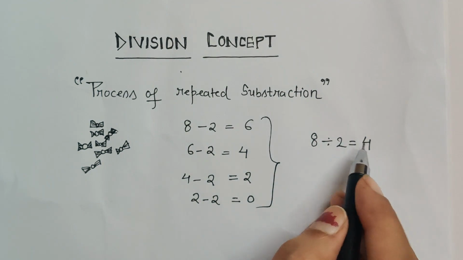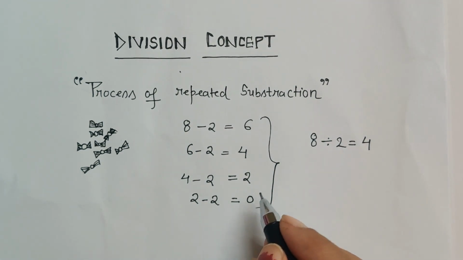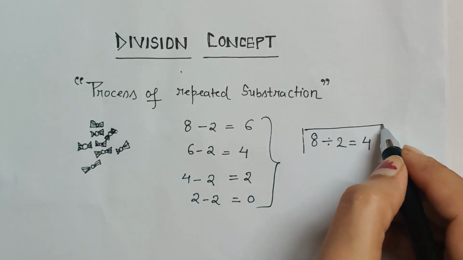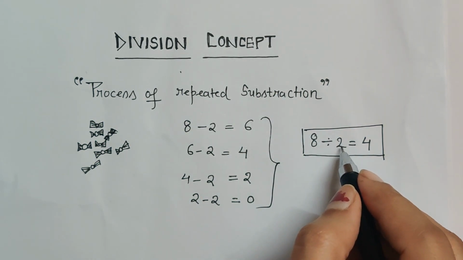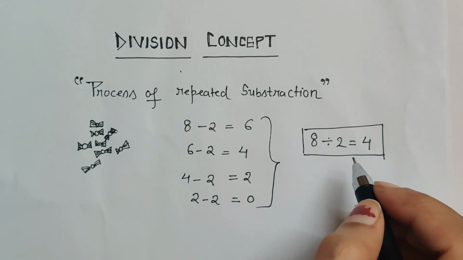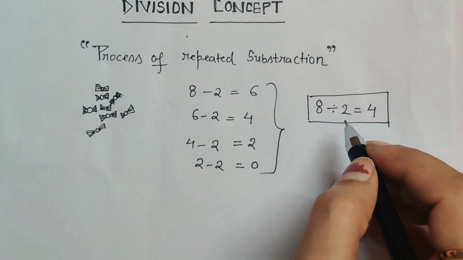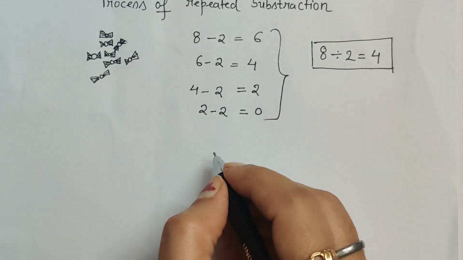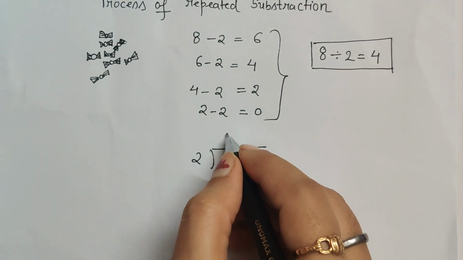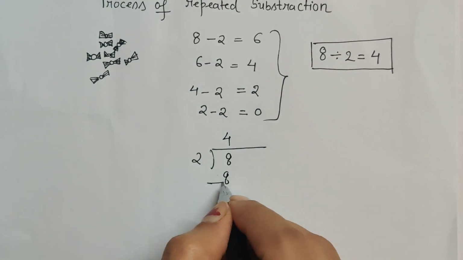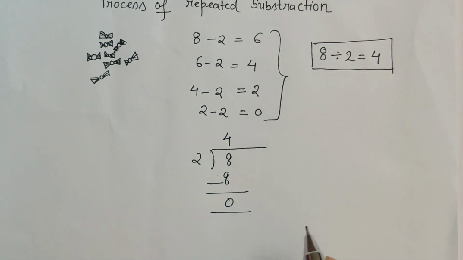So 2 fours are 8. This is one way of representing the division of any number: 8 divided by 2 gives 4. And there is one more way of dividing. For example, I have to divide 8 by 2. I'll write 2 fours are 8 and the remainder is 0.